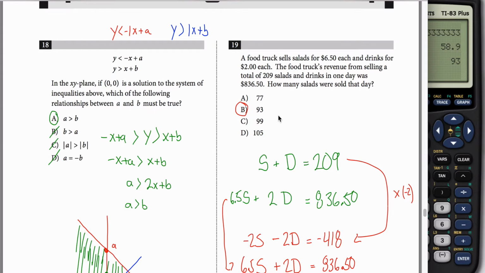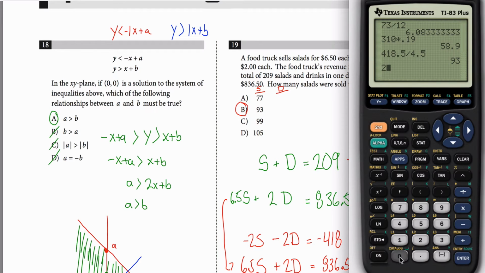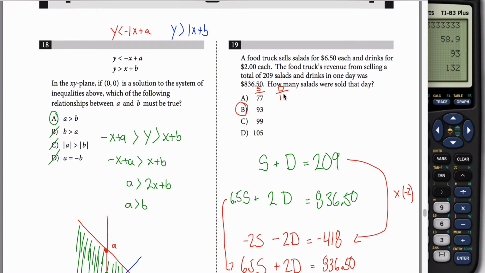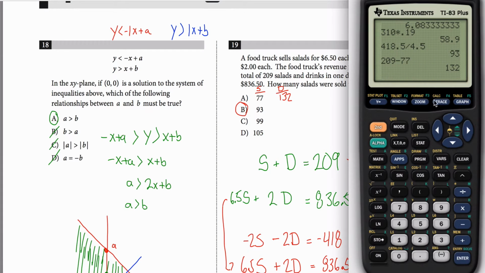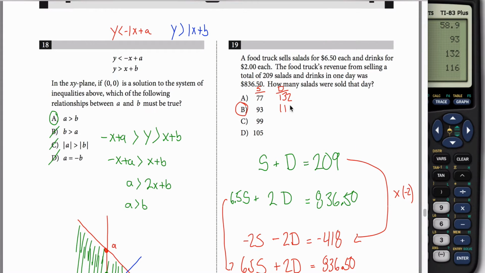FYI, you could get there another way. This is my salads column. You could figure out my drinks column. Right? If I sold 77 salads, then 209 minus 77 would be how many drinks I sold. I sold 132 drinks. And if I sold 209 total and 93 of them were salads, then I sold, 112? Better to use my calculator. 209 minus, what did I say, 93? Then 116, good thing I checked, drinks.